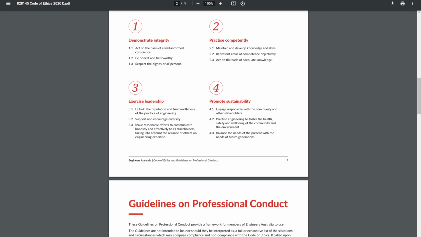I wanted this window. Okay, exercise leadership. So support and encourage diversity, make reasonable effort to communicate honestly to all stakeholders. Diversity we've already talked about. Don't pick on the person who is different in your team. Make sure that they're not being denied promotion. Make sure that they're being listened to the same way you would listen to everyone else. That's not really relevant for our design. I think that make reasonable efforts to communicate honestly and effectively to stakeholders.